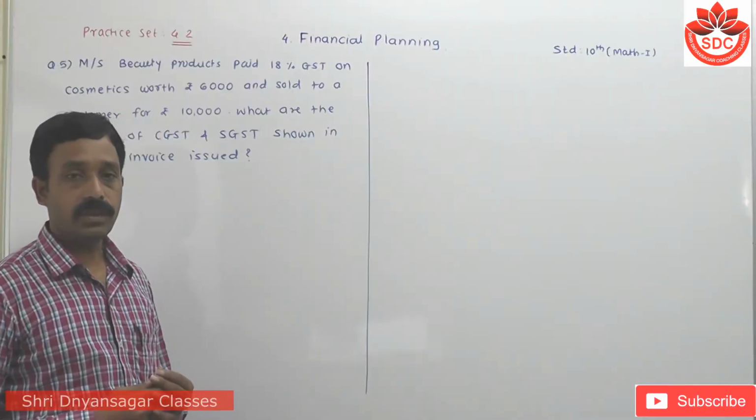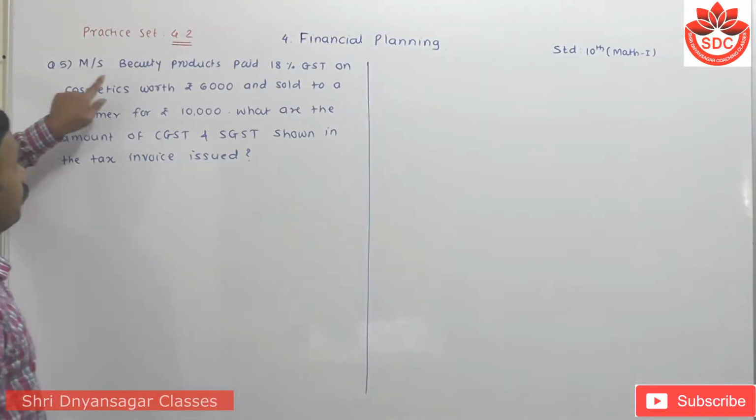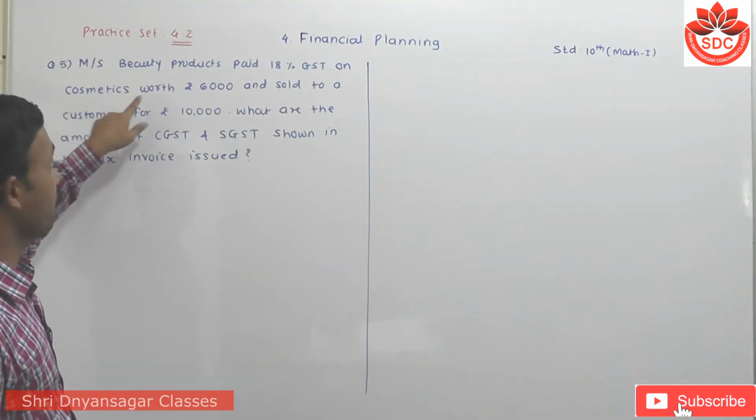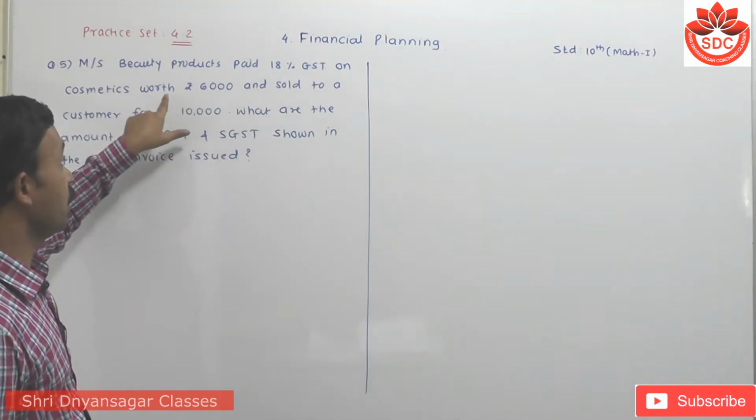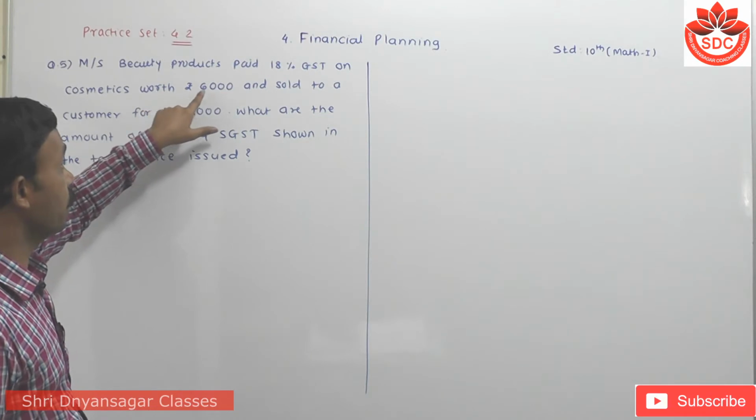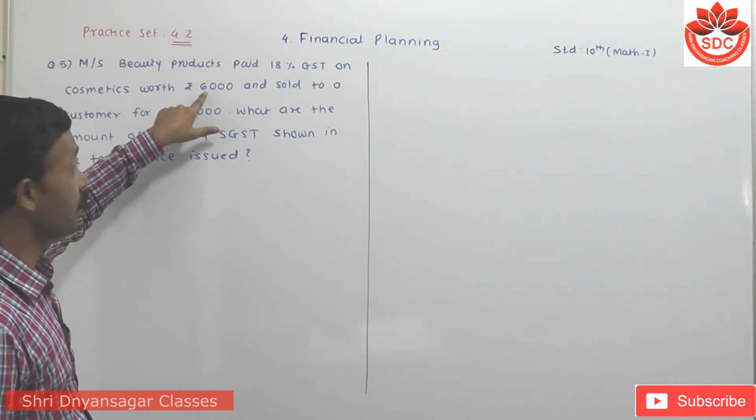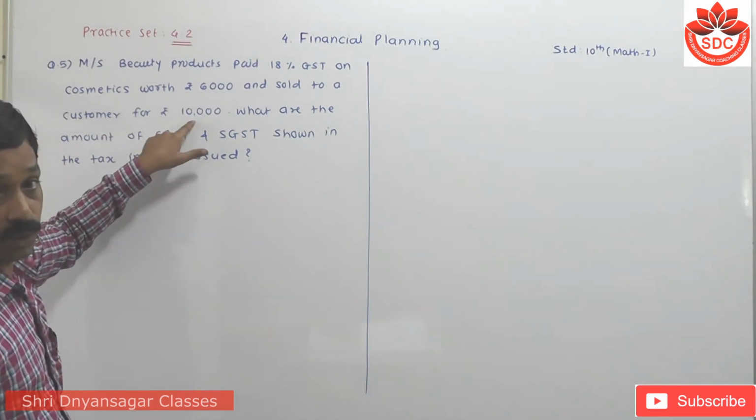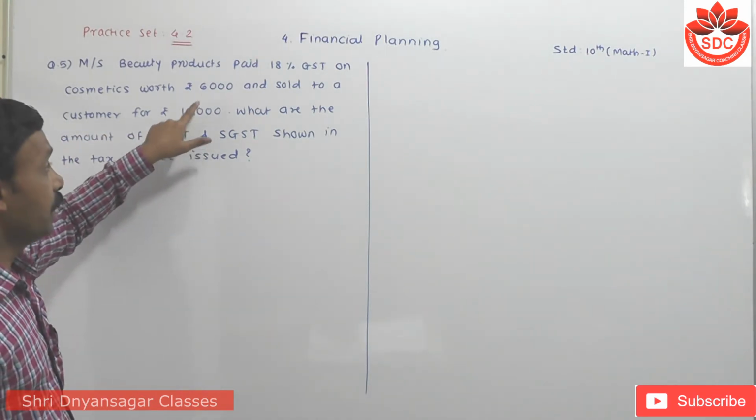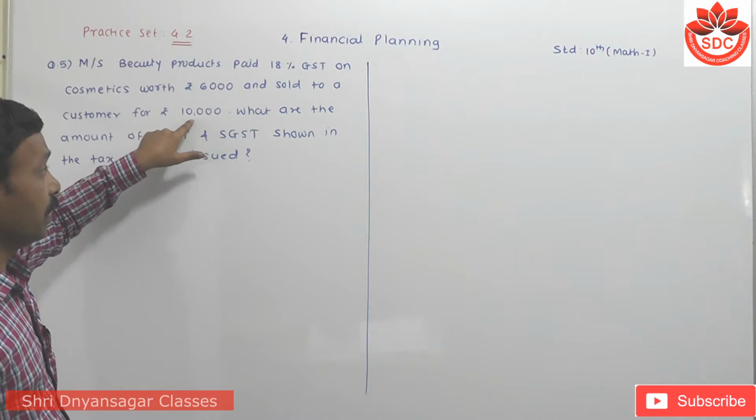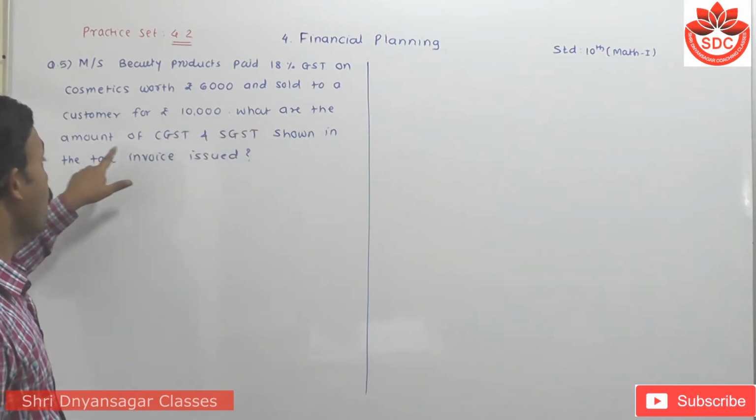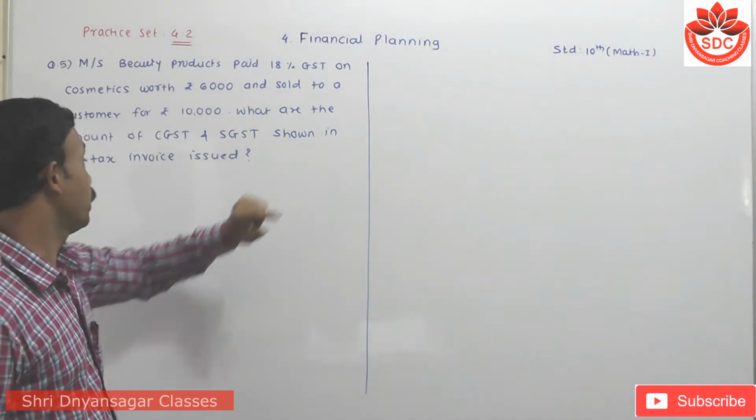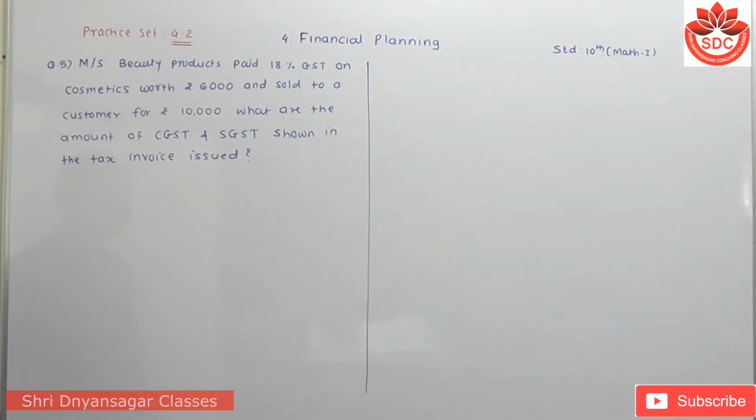Okay, we take the next question, question number 5. Mrs. Beauty Products paid 18% GST on cosmetics worth 6,000 rupees and sold to a customer for rupees 10,000. That means this is the purchasing price, this is the selling price. What are the amounts of CGST and SGST shown in the tax invoice issued?